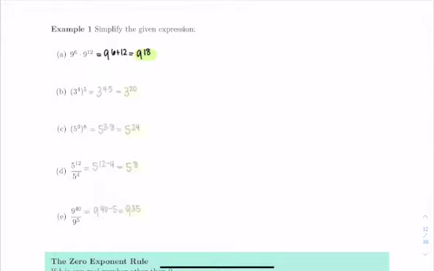What about 3 to the 4th, raised to the 5th? Well, I have an exponent raised to an exponent, which means I multiply the exponents together. So we have 3 to the 4 times 5, or this is just 3 to the 20th. We have 5 cubed raised to the 8th. Again, we have an exponent raised to an exponent, so we multiply the exponents together, and this gives me 5 to the 24th.